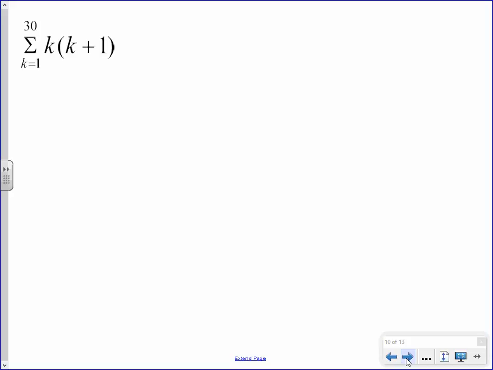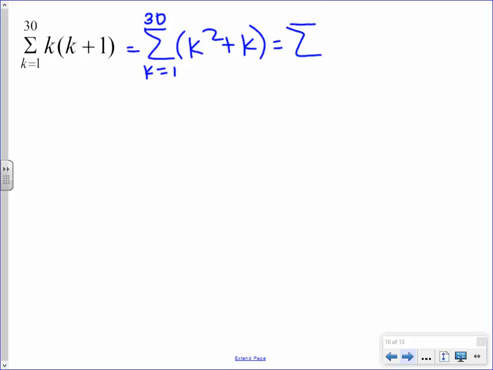Can we apply any of our rules right now? No. What are we going to have to do so that we don't have to calculate from 1 to 30? Okay, we can multiply it out. So this is really the sum from k equals 1 to 30 of k squared plus k. And then we can use our shortcuts. We can break this up into two summations: the summation from 1 to 30 of k squared plus the summation from 1 to 30 of k.